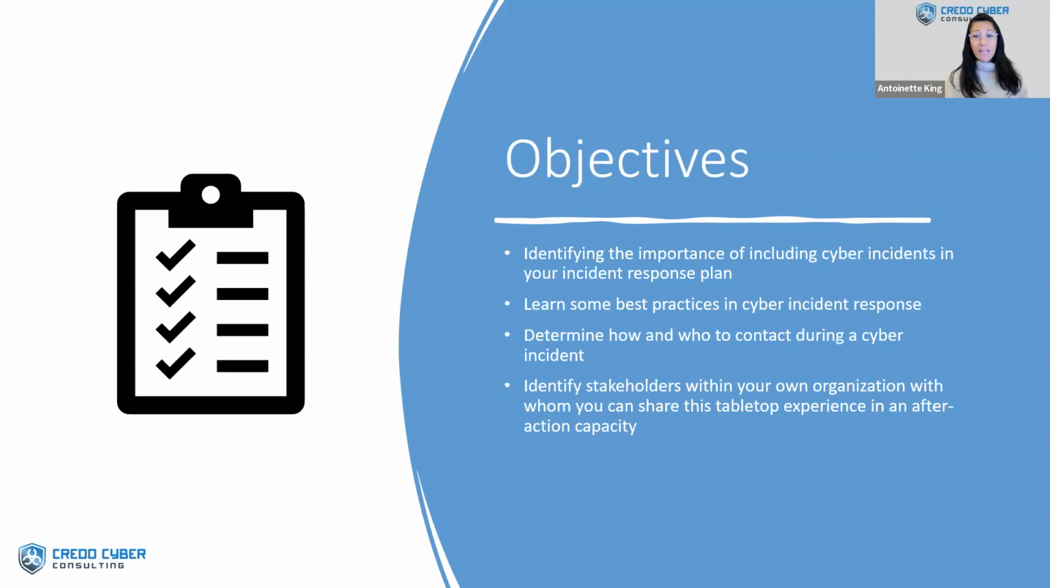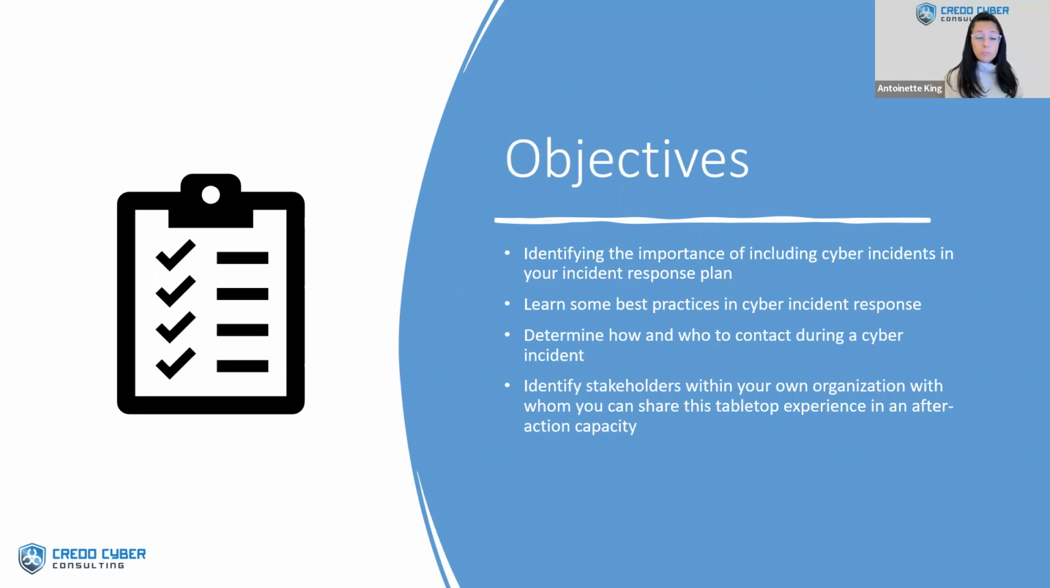So the objectives for today are to identify the importance of including cyber incidents in incident response planning. A lot of organizations, whether it's schools, libraries, or even commercial consumer environments, have active shooter response plans. They have plans for weather-related incidents, but cybersecurity tends to not be something they're focused on, primarily because it's usually an IT problem, right? So they don't think of it as a business disruption. They think of it as an IT problem. But remember, cybersecurity incidents typically equate to business disruption and the inability to provide services.